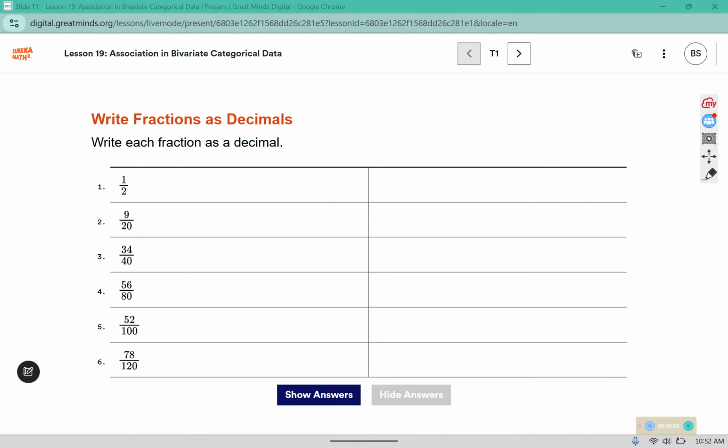Write each fraction as a decimal. We can convert to a decimal by dividing. 78 divided by 120 is the decimal 0.65.